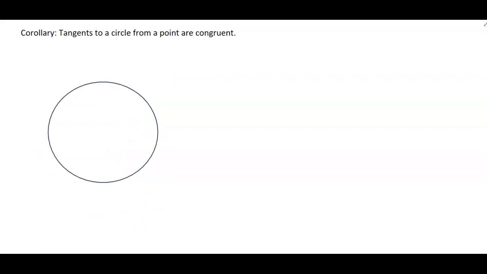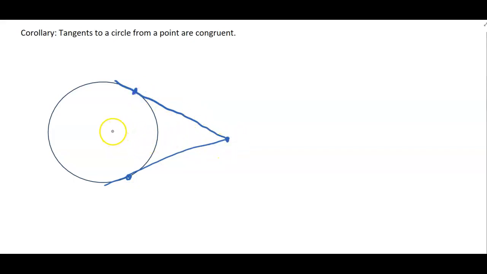So here's a corollary. Tangents to a circle from a point are congruent. So let's draw a point out here, and from this point, I'm going to draw two tangents. And we're going to prove that they're congruent to each other. From there to there will be congruent from there to there.